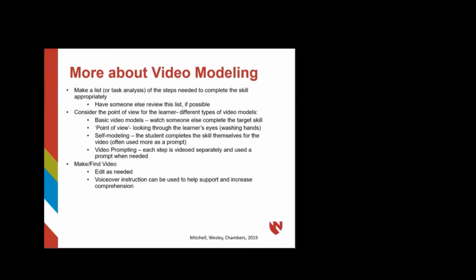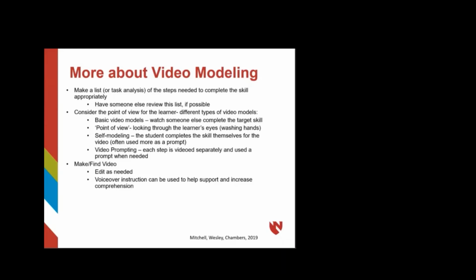When making video models, there are lots of different types that we can create. There's our basic video model, which is watching somebody else perform the skill. It's a video of somebody engaging in that target skill. There's also the point of view video model, where it's a video model through the lens of the learner's eyes. So for example, if we were working on hand washing and we were doing a point of view video model, we might make the point of view exactly what that learner would see when they're standing at the sink and going to wash their hands.